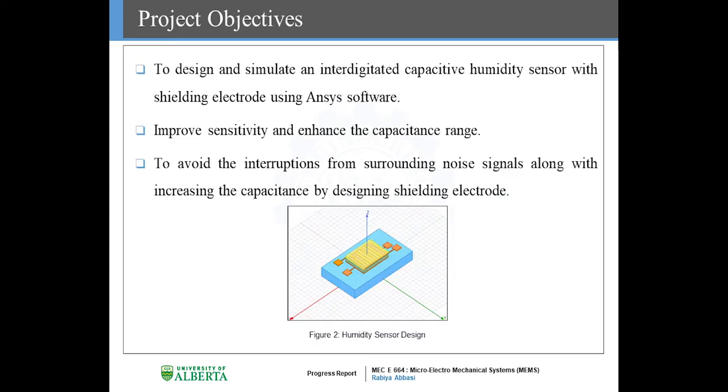Considering the two basic designs, this project is aimed to design a sensor that integrates the feature of both the design in order to improve response and sensitivity of the sensor. The idea is also to avoid signal interruptions. Moreover, objective is also to enhance the capacitance range. In figure 2, you can see the humidity sensor design that we have developed in ANSYS.